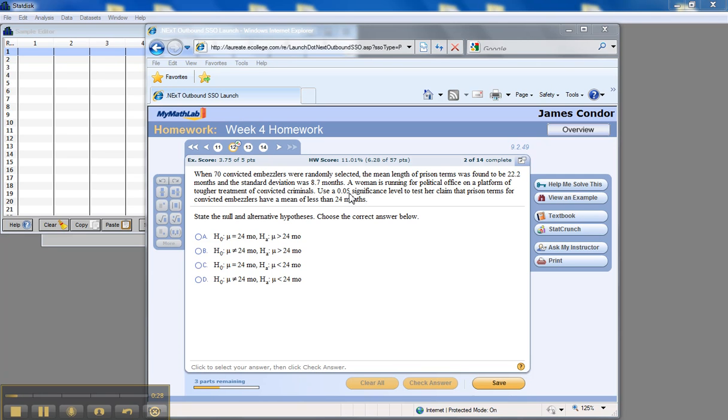Now they want us to use a 5% level of significance to test the claim that the prison terms for convicted embezzlers have a mean of less than 24 months. So let's go down here. Our null hypothesis is that the mean is greater than or equal to 24 months, and our alternative hypothesis is going to be less than that. So let's go ahead and check the answer.